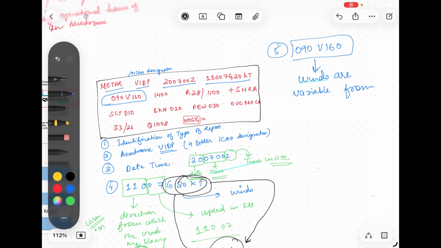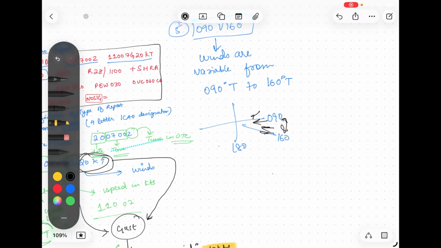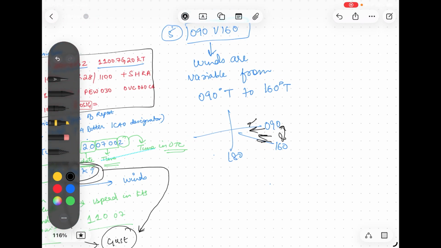from 090 degrees true to 160 degrees true, meaning the direction keeps changing. So if I draw like this, this is 090, this is 180, somewhere here it is 160, right? So my winds are coming from here and changing like this, in between it's getting changed. This is what it means. And since winds are not always variable, this is also a temporary thing that might be mentioned, not always mentioned. So if the wind is changing its direction more than 60 degrees, why is this mentioned?